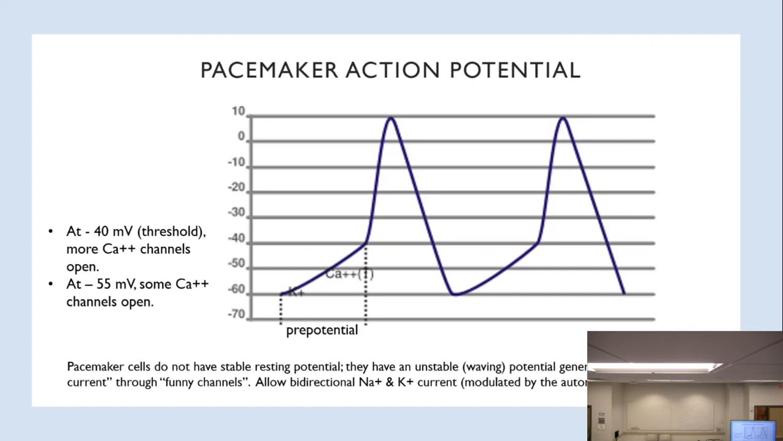You have channels that we call funny channels. Remember we talked about this the first day? These funny channels allow some potassium out while sodium is coming in, and they regulate the amount of sodium and potassium that goes in and out in order to simply go stepping up until they reach this point, minus 40. Notice that the resting or the lowest potential is minus 60. For these cells, the threshold is minus 40. At that point, there is a spike, and then it goes down, and the same is repeated.